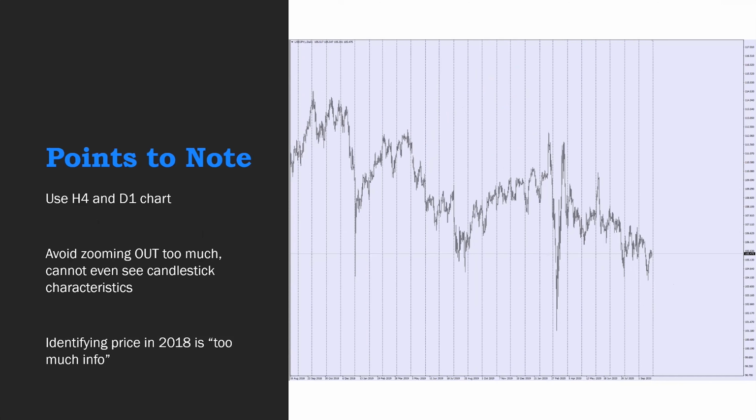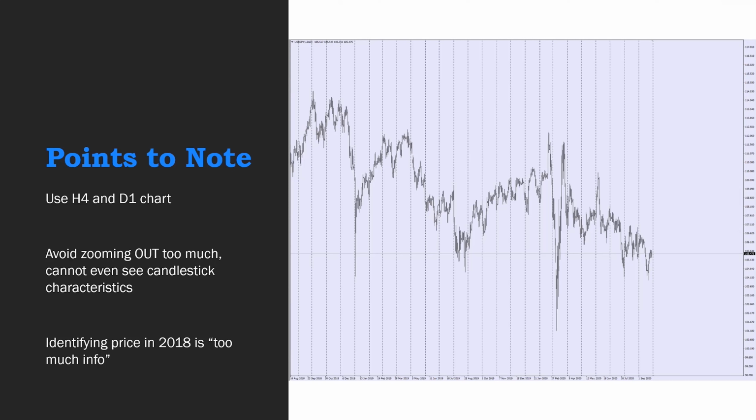At this point, things you need to take note of. I look at trend on the day 1, D1, or the H4, the 4-hourly chart. I would avoid looking at trend in the M1, M5, M15 because it doesn't tell you too much. I would avoid looking at it on the monthly, weekly charts because it tells you too much. Another thing you want to take note of is avoid zooming out too much. Looking at this picture here, you can't even tell whether the candlestick is a black candle or a white candle. It's just a line.